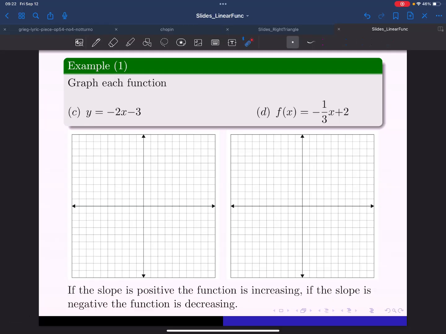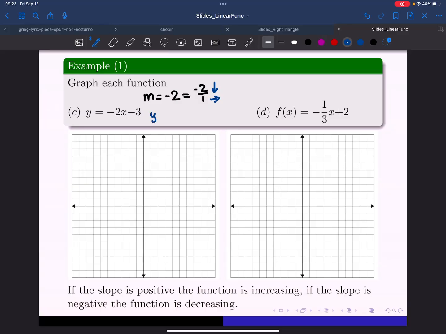Example C, the same way. Graph each function. Y is equal to -2x minus 3. The number standing by x is my slope. So my slope is -2. Any whole number we can always write over 1, as -2 over 1. So this is my going up and down. In that case, we're going 2 units down, -2, and 1 unit to the right. So the slope tells me to go 2 units down and 1 unit to the right. And my y-intercept is -3.